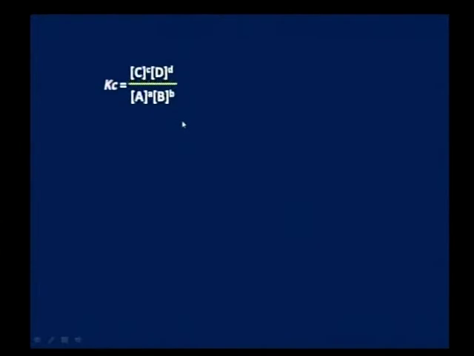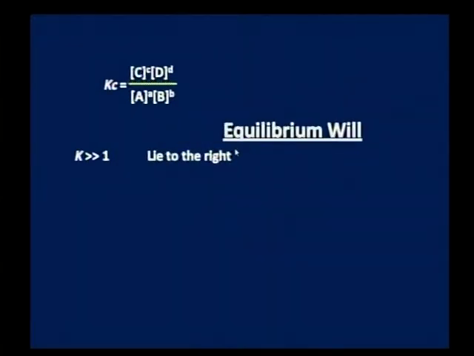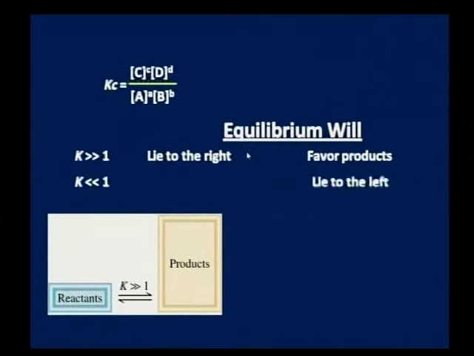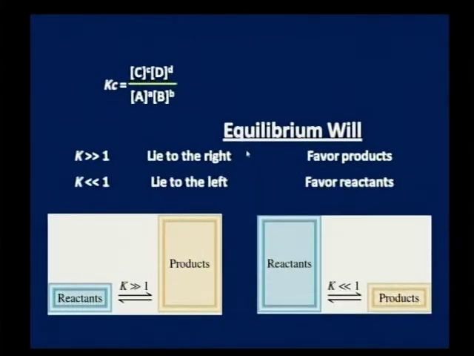Here we can write like this. If the K value is greater than 1, the equilibrium lies to the right, which means it favors products. If you take the reactants, the product value goes on increasing, and only some reactants are left in the reaction.